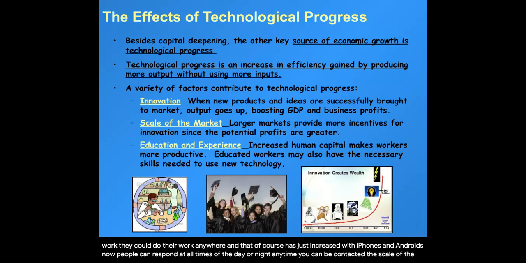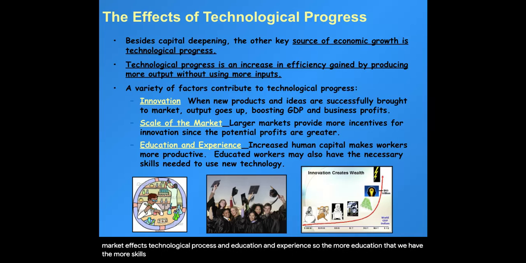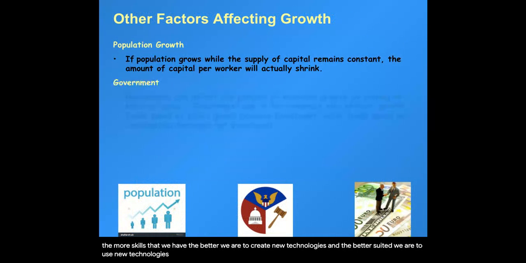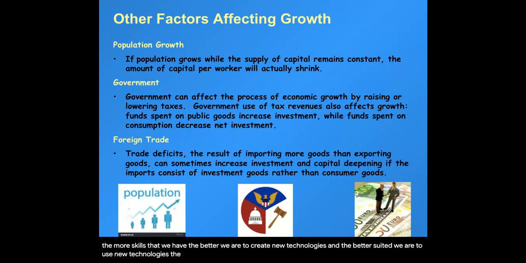The scale of the market affects technological progress, and so do education and experience. The more education and skills that we have, the better we are at creating new technologies and the better suited we are to use new technologies. And then there are other factors that can affect growth. If we have population growth, that can impact it. If we have too many people, that can cause the capital per worker to actually shrink. But if we keep the population growing at a steady rate, then we can keep things positive.